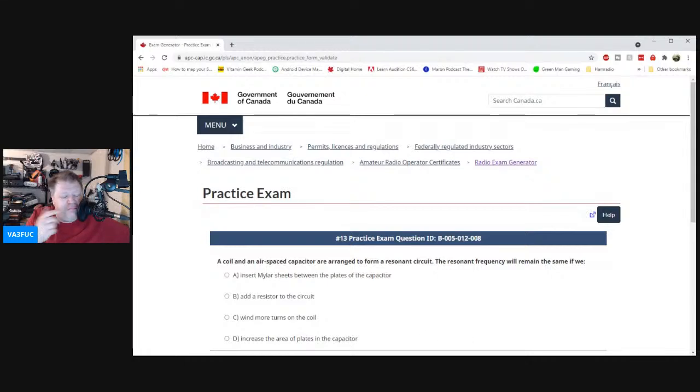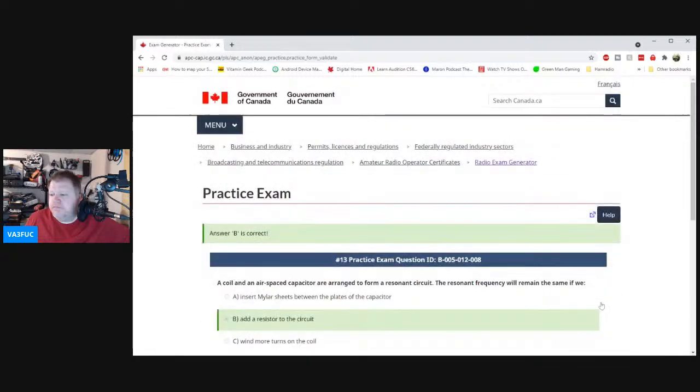A coil and an airspace capacitor are arranged to form a resonant circuit. This will remain the same if we add a resistor to the circuit or wind the coil. Well, we don't want to add more winds to the coil. The coil is already resonating. So adding a resistor to the circuit, I think it's B if I remember correctly. Yep, B is the correct answer.